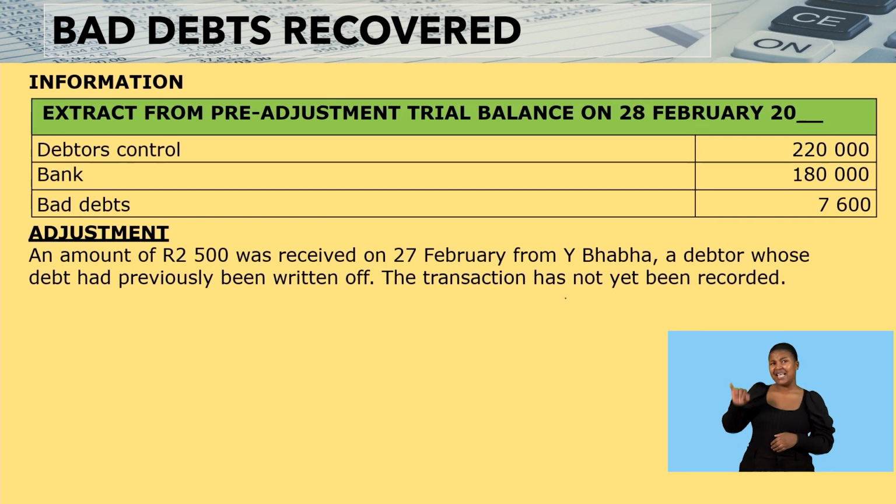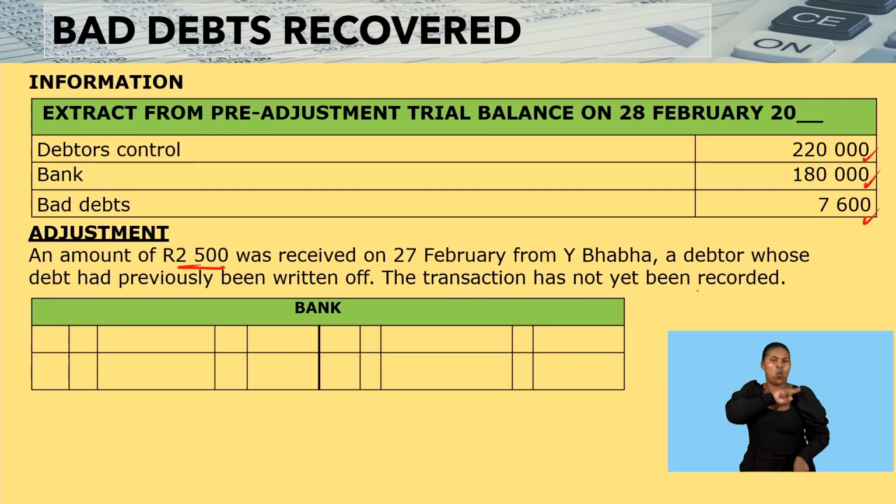Bad debts recovered. It says information extracted, and my debtors control is 220,000. I have bank of 180, and bad debts is 7,600. An amount of 2,500 was received from Y. Baba, a debtor whose debt had previously been written off. The transaction has not yet been recorded. So in my bank account, remember, an asset, on the debit side it is a plus. I'm going to come in and say balance brought down, and my balance is 180,000. That is the balance on the bank.